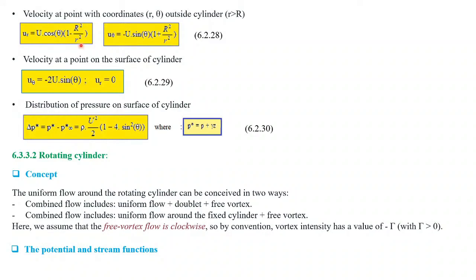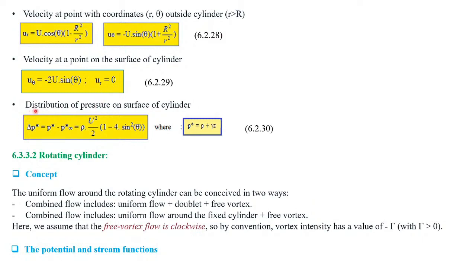We put small r equal to capital R. So this one, 1 minus 1 equals 0, and in this case Ur is 0 on the surface of the cylinder. And when small r equals capital R, this is 1 plus 1, 2, and we get U theta equals minus 2 U sine theta. So on the surface of the cylinder, the velocity U theta equals this one, and Ur equals 0.